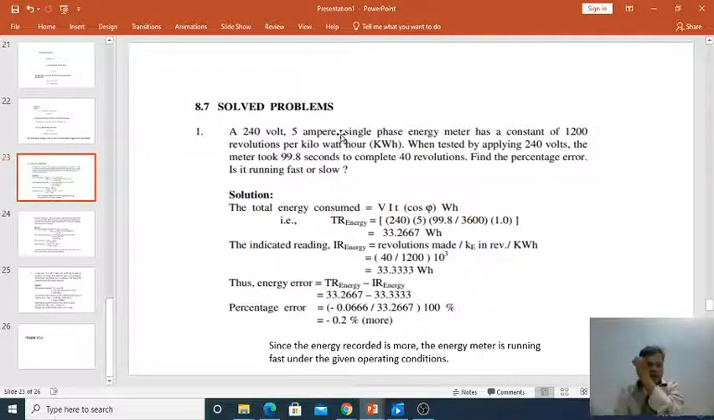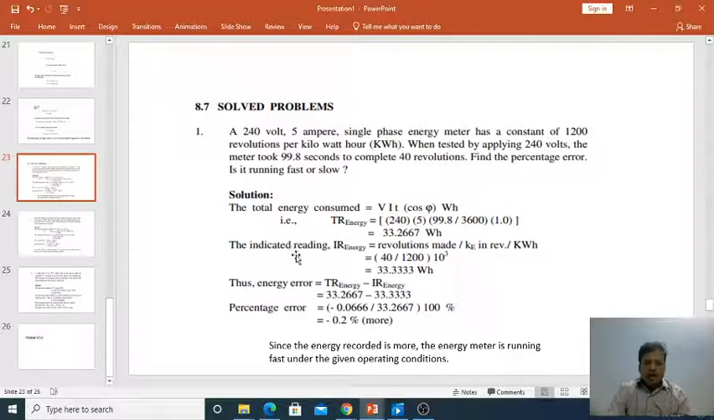The total energy consumed is equal to VIT, where V means voltage, I means current, and T is time. VIT cos phi in watt hour. So the true energy is equal to 240 into 5 into 99.8 seconds divided by 3600 into 1.0. Here 99.8 seconds is divided by 3600. So the true energy is equal to 33.2667 watt hour.